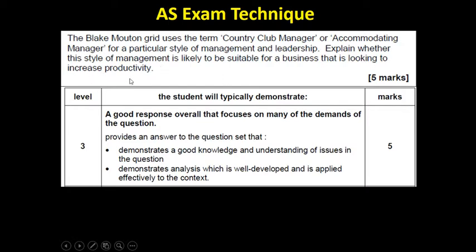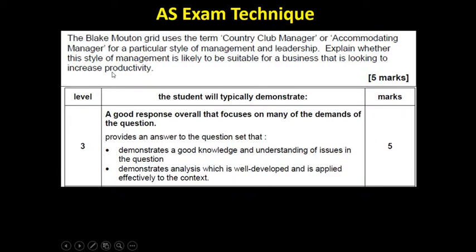They've said a business is trying to increase productivity. Will a country club manager be any good? Now, if you revise Blake Mouton, you know that the country club manager shows high concern for people but low concern for production, and you need to say whether or not that's going to be good for productivity.